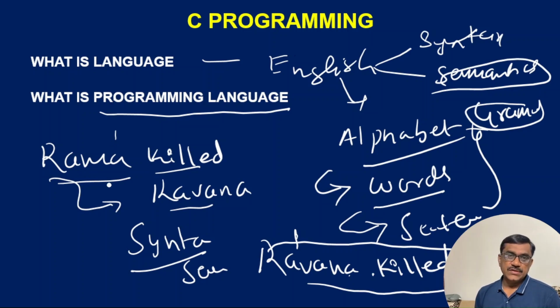Now, we will see various types of programming languages. Broadly, programming languages are divided into three types. First one is low-level programming language, second one is middle-level programming language, and third one is high-level programming language. We will discuss all these languages one by one.